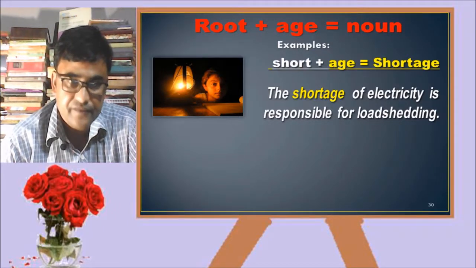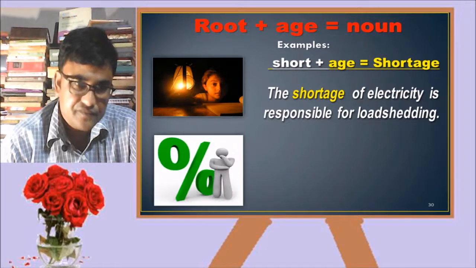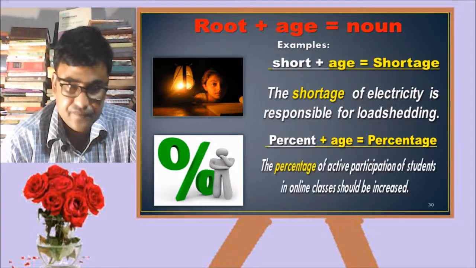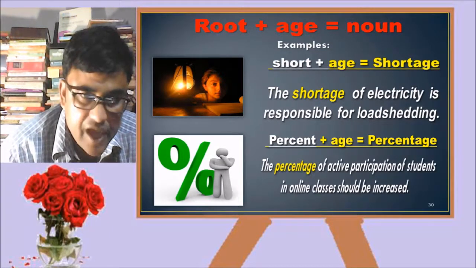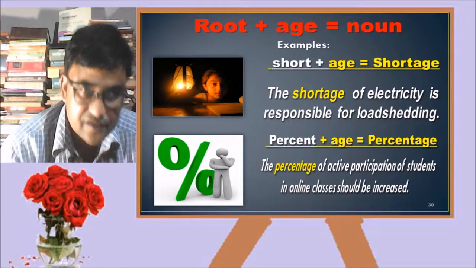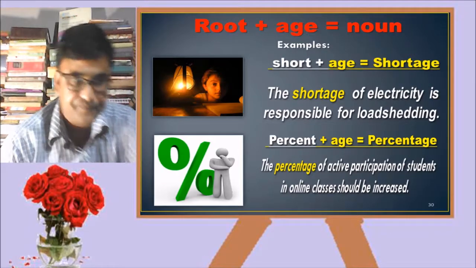Am I right? Look at the picture. What is this? This is a symbol of percentage. Percent plus AGE equal percentage. The percentage of active participation of students in online classes should be increased. Do you understand?